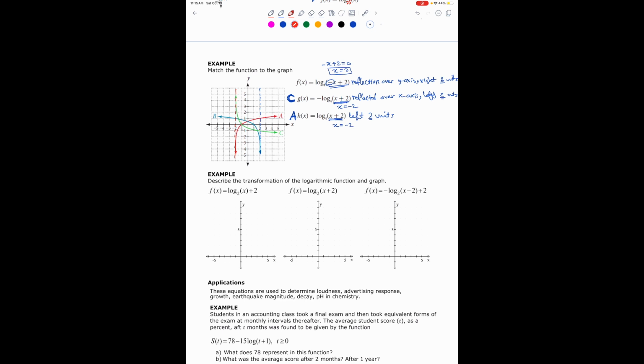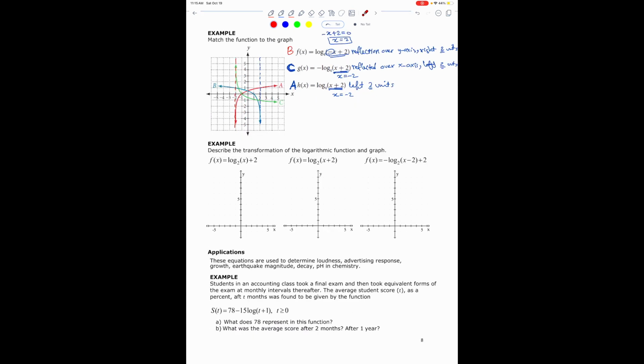So I would say that graph B matches the function f of x, because here is the parent function, and then it got reflected over the y-axis, and then it shifted to the right 2 units, so that matches graph B. So hopefully that is clear.